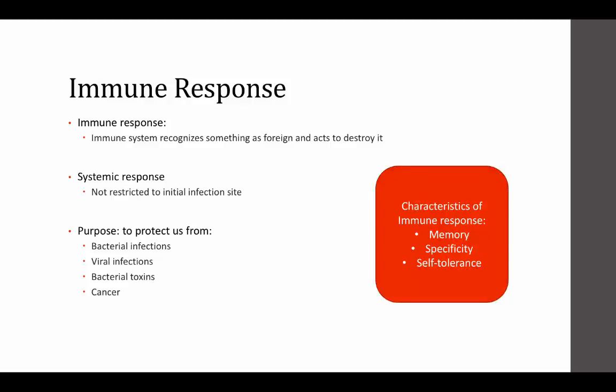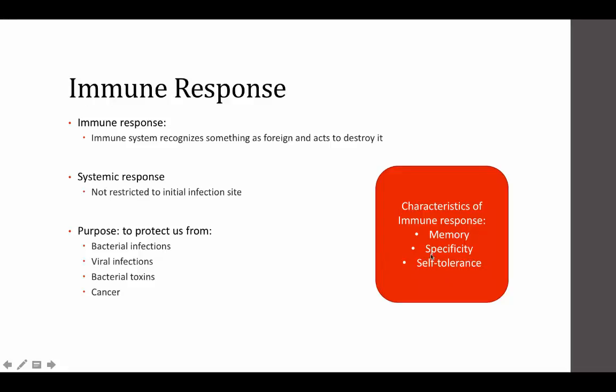So there's a couple of characteristics of the immune response. It has memory, it's specific, and it's self-tolerant. So what do those mean? Your lab manual used the example of chickenpox. If you had chickenpox as a kid, your body remembers that, and you won't get chickenpox again. So it has a very good memory, and that memory is very specific. It remembers that particular virus, and next time you're exposed to it, it can go seek out and destroy it before you have any reaction to it.